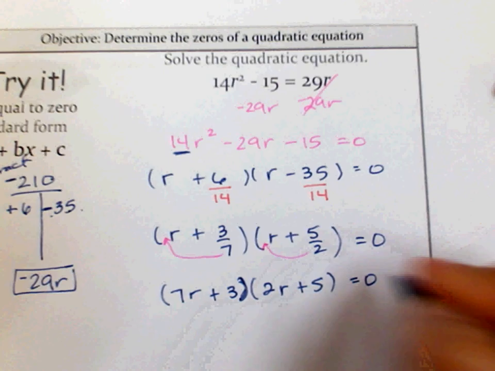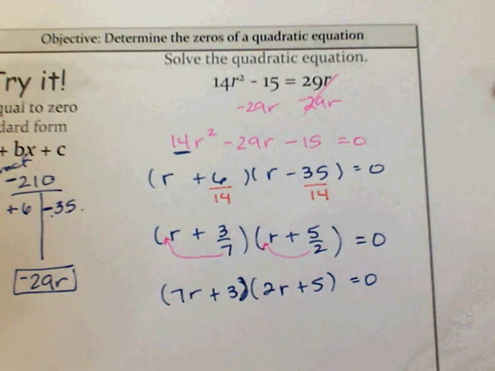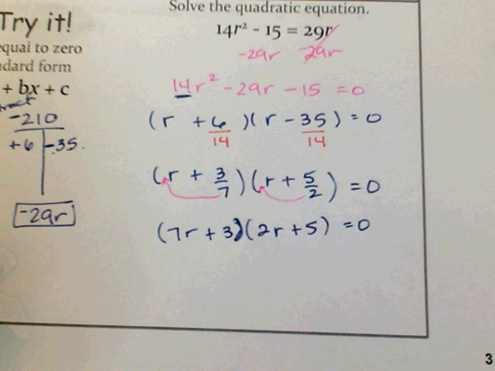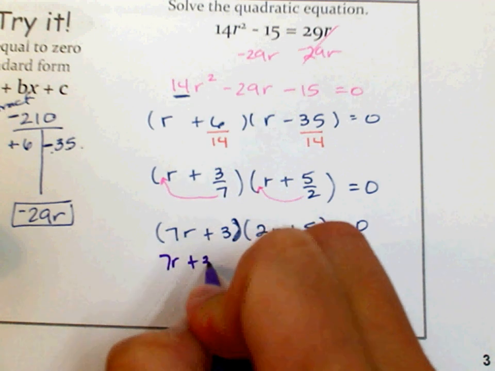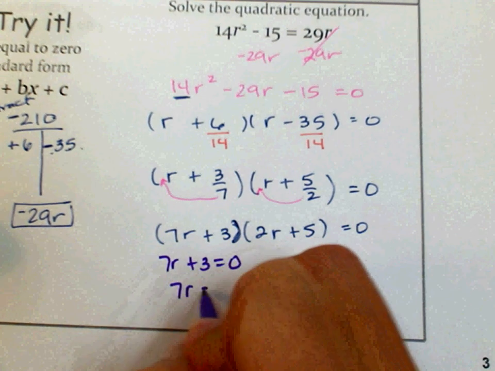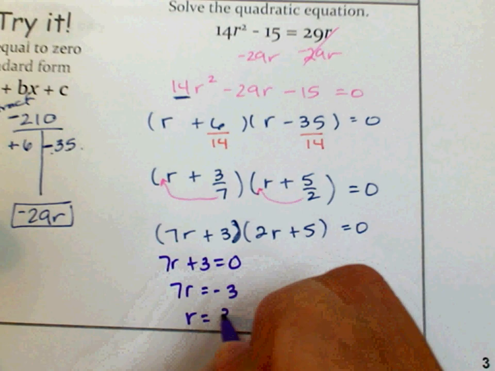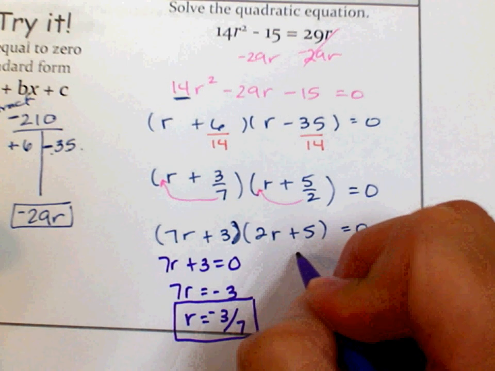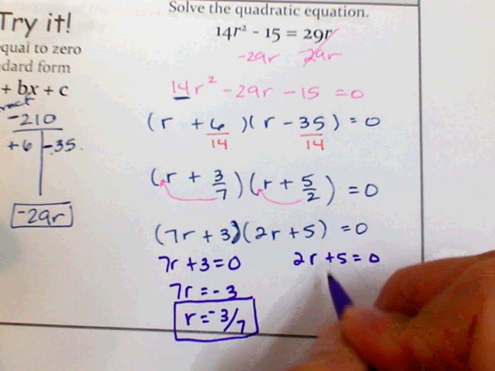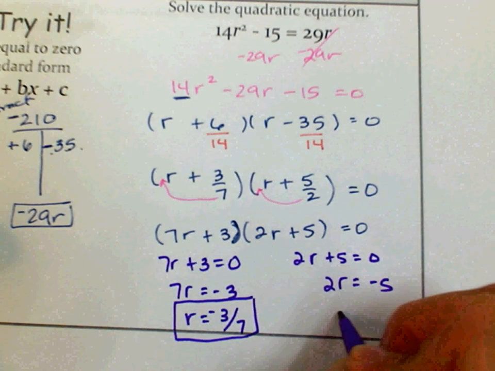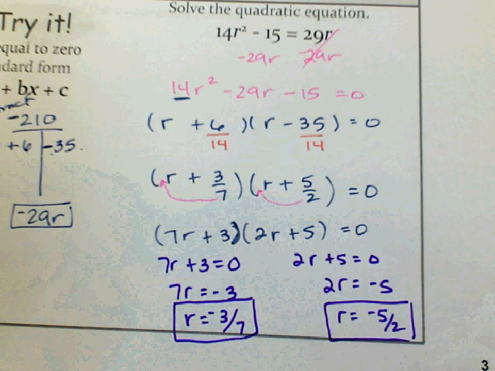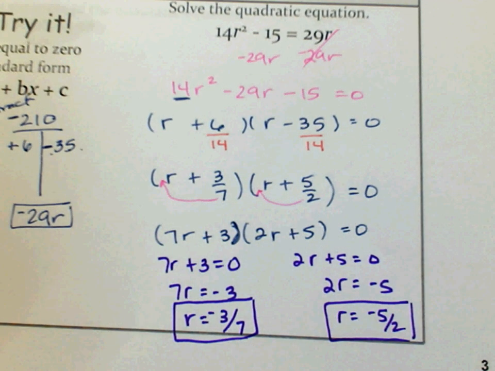All right, but that's not what we're doing, are we? It says to do what? Solve. So we have to set each one of these equal to 0. 7r plus 3 equals 0. Subtract 3. Divide by 7. Next one, 2r plus 5 set equal to 0. 2r equals negative 5. Divide by 2, so negative 5 over 2. No decimals. Exact answers, please. And there you have your quadratic.